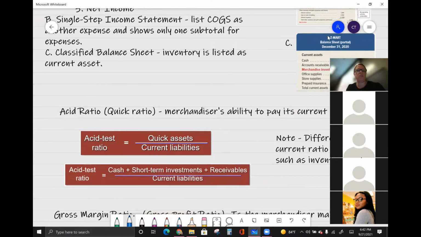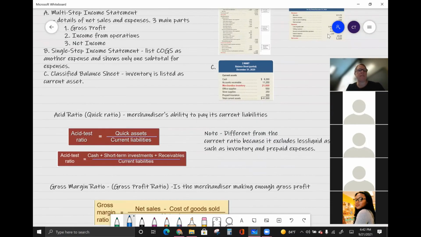And then we have 2 ratios. We have the asset ratio. That's their ability to pay the current liabilities. So it's quick assets over current liabilities. The quick assets, they are only cash, short-term investments, and receivables. That's all that's included in your quick assets. And then you have your current liabilities.